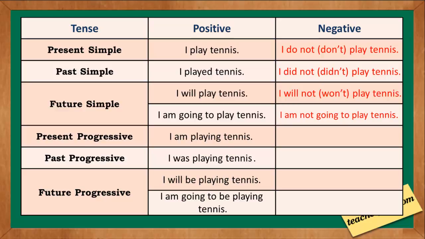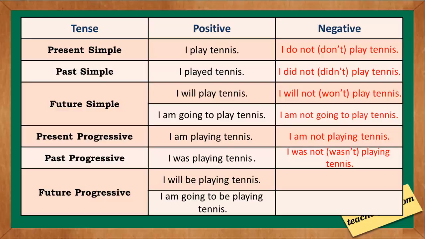Present progressive. I am playing tennis. Its negative is I am not playing tennis. For the past progressive, we have I was playing tennis. Its negative is I was not or wasn't playing tennis.